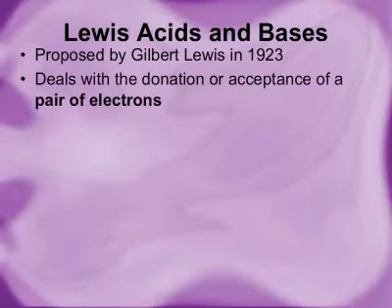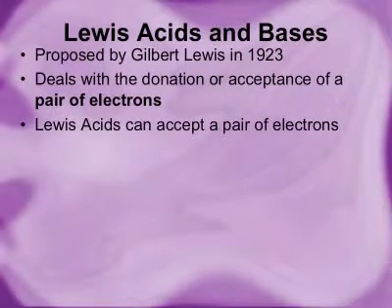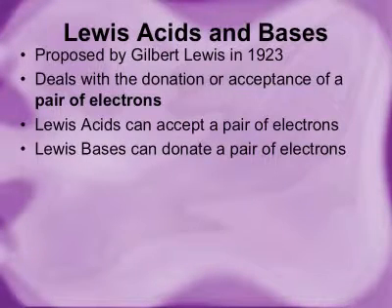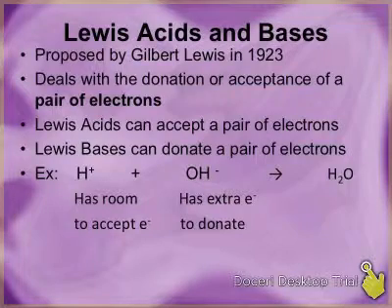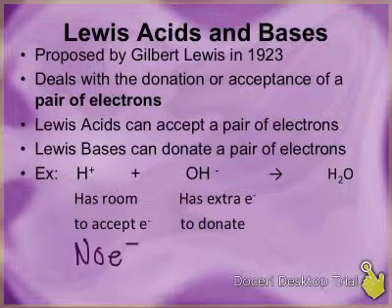He said that acids deal with the donation or acceptance of a pair of electrons. So he's making this a little bit more broad. He says that acids accept a pair of electrons, where bases donate a pair of electrons. So for instance, if we look at just the reaction of water, the hydrogen ion, H+, we know is electron deficient, right? This one has no electrons. Hydroxide, we know, has an extra electron, right?